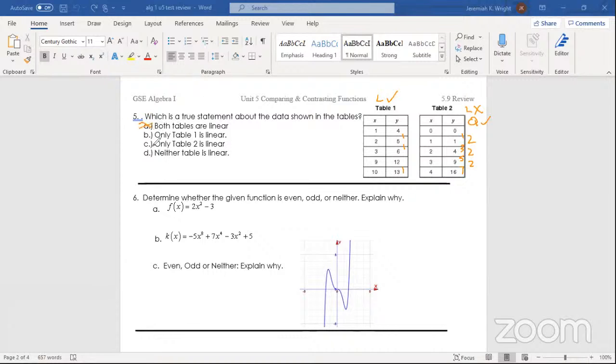All right, so both tables are linear. We know that's not true. Only table 1 is linear. That one's true. Only table 2 is linear. Not true. Neither table is linear. So B is the correct answer. Determine whether the given function is even, odd, or neither, and explain why.